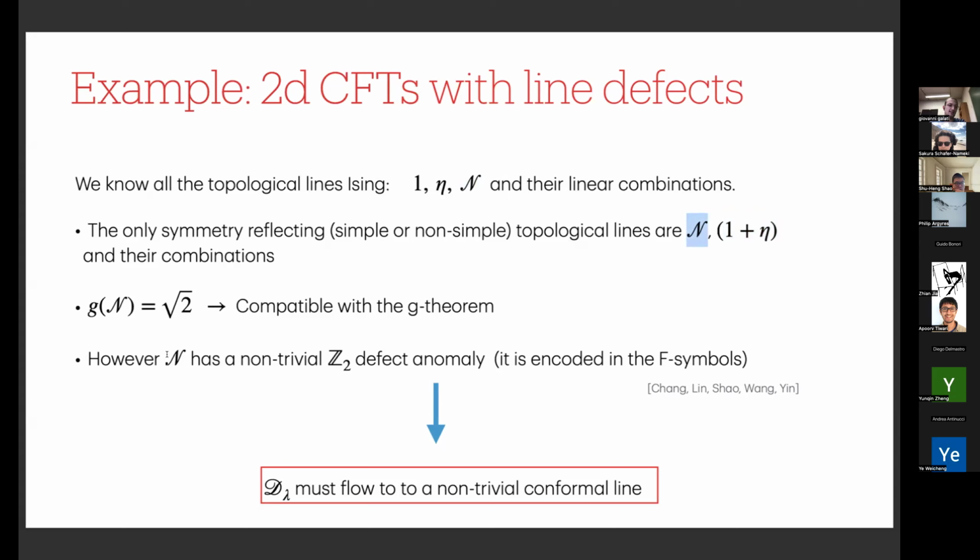However, in the Ising CFT, n has a non-trivial Z2 defect anomaly, which is encoded in the F symbols of the categorical symmetry of Ising. Therefore, this cannot be the IR fixed point of our defect. And this implies that, putting together all this information, we conclude that the IR of this defect must be a conformal line.